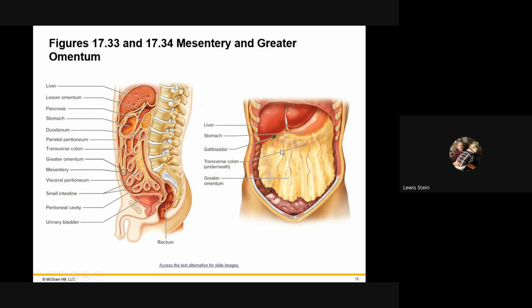Voila, that's the greater omentum. Between the stomach and the liver, there's something called the lesser omentum. But again, it shows you how everything is draped in these linings so it can easily move over one another other than when it's tacked to the back wall.